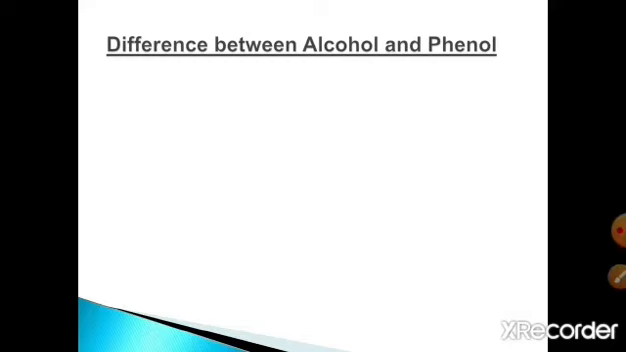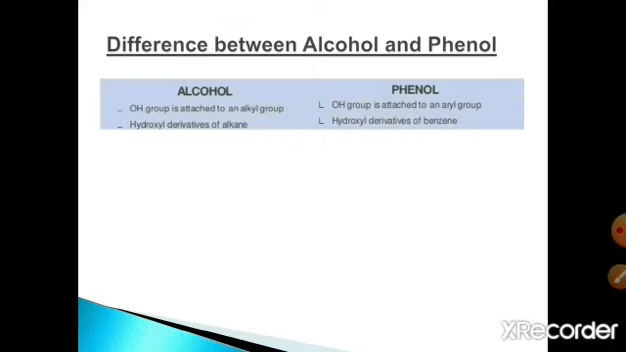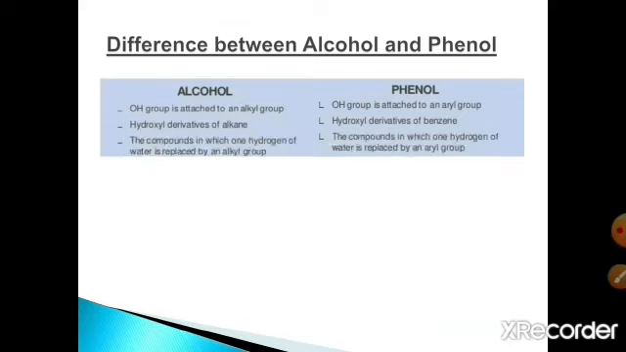What is the difference between alcohol and phenol? In alcohol, the OH group is attached to an alkyl group, but in phenol, the OH group is attached to an aryl group, or it is attached to the benzene ring. Alcohol is the hydroxyl derivative of alkane, while phenol is the hydroxyl derivative of benzene. In alcohol, one hydrogen of water is replaced by an alkyl group, while in phenol, one hydrogen is replaced by an aryl or benzene group.